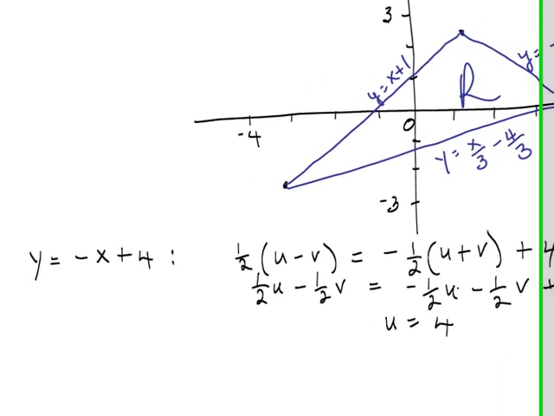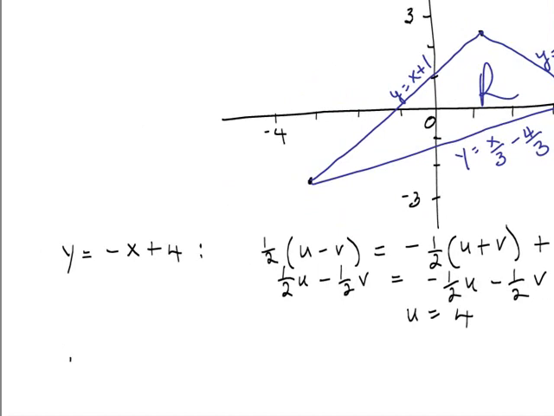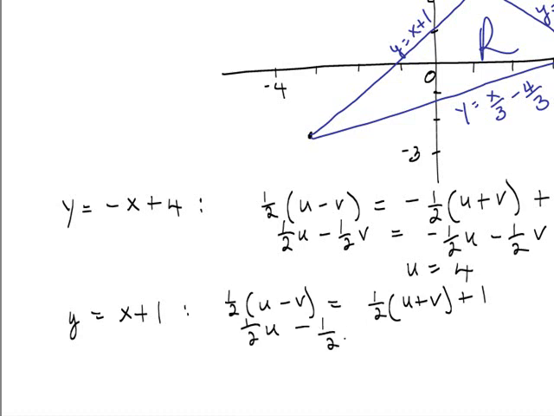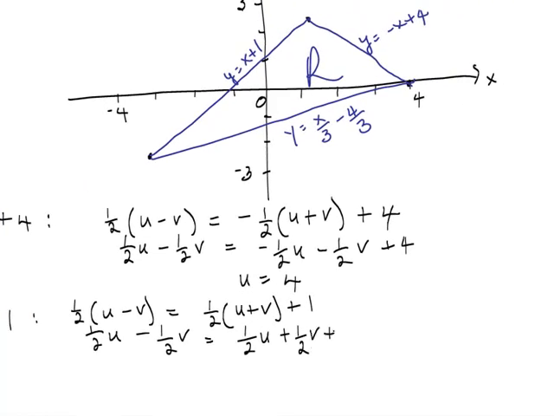Next line. Let's take y equals x plus 1. See what we get. Do the substitution again. A half times u minus v equals a half times u plus v plus 1. A half u minus a half v equals a half u plus a half v plus 1, and that gives us v equals minus 1. Not bad. Here we have horizontal and vertical lines.